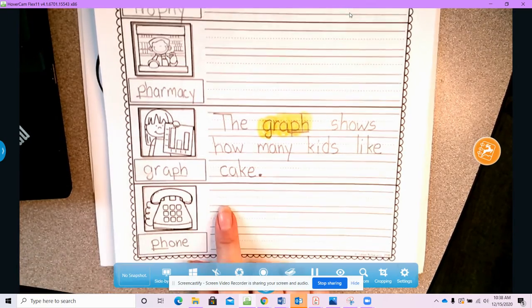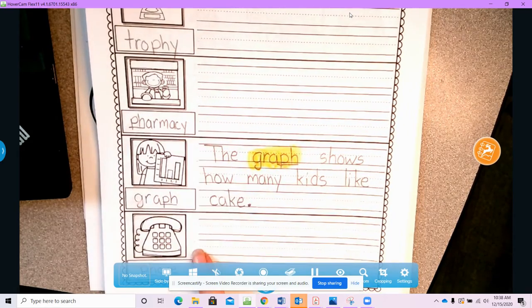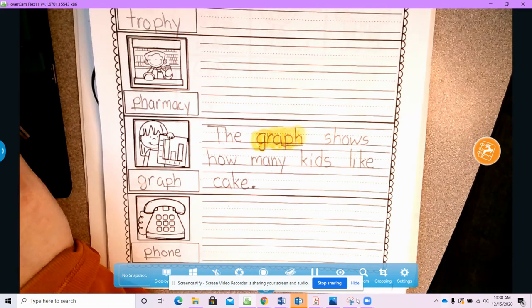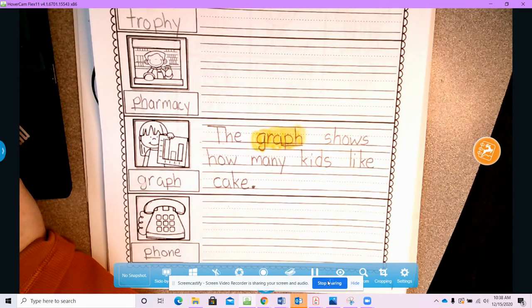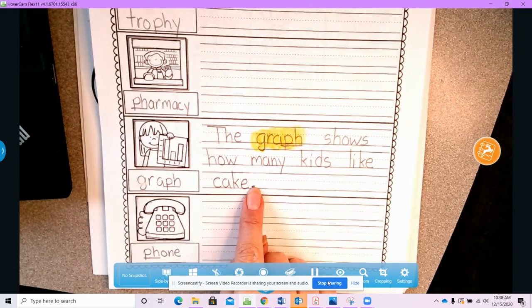Okay, so you are going to write a sentence for trophy, pharmacy, and phone, all on your own. And then take a picture when you're all done. Do not forget your capital letters and your period.